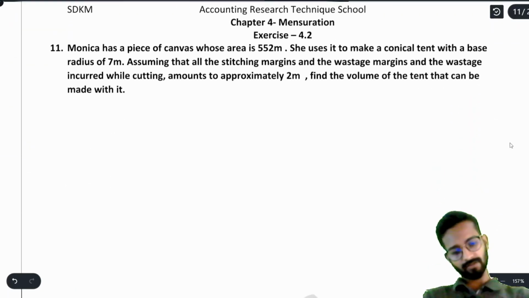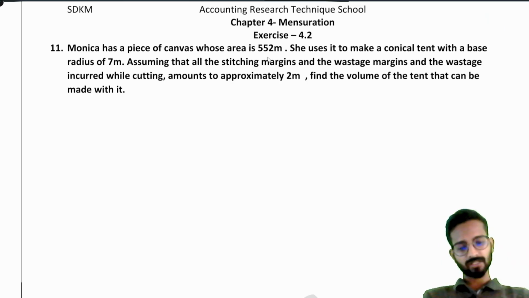Now question number 11. See, Monica has a piece of canvas whose area is 552 meters. So canvas, you can say a piece of cloth, okay, or some material is there. So the piece of canvas whose area is 552 meters, fair enough. Now after that, she uses it to make a conical tent with a base radius of 7 meters.